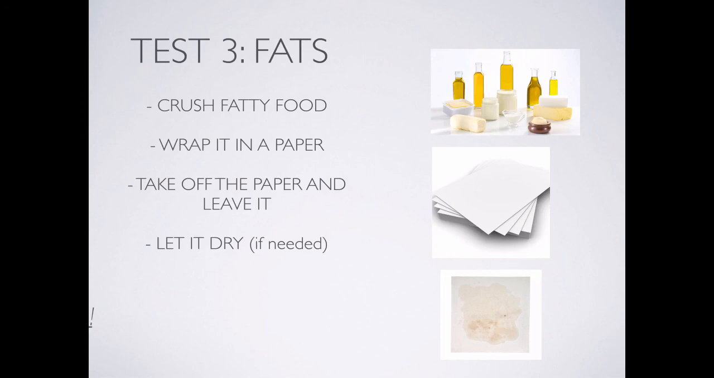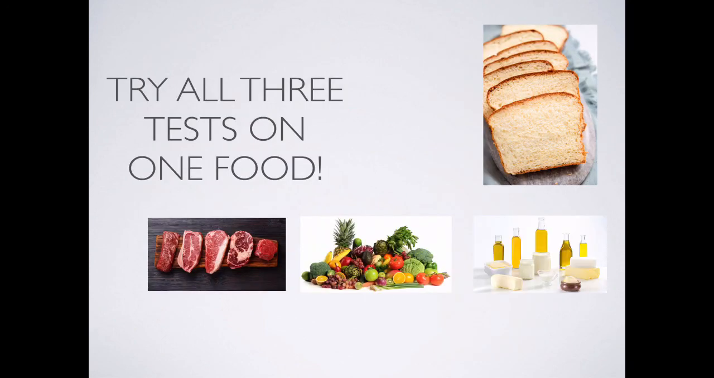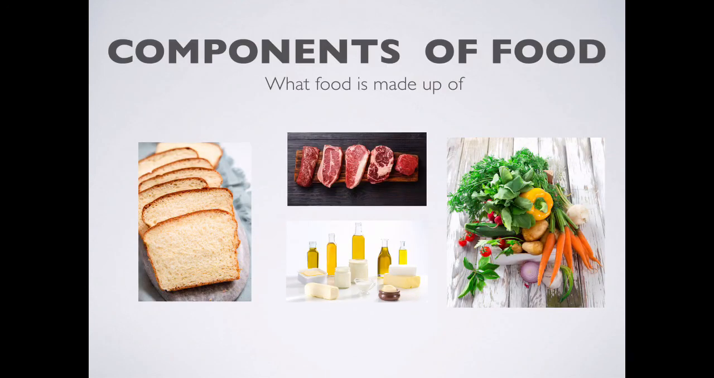You can even conduct all 3 experiments on one food. So you can conduct the protein experiment, the carbohydrate experiment, and the fat experiment only on one food. For example, an almond, a nut, or it could be a meat. You can see what is present in each food and maybe how much of it is present in each food.